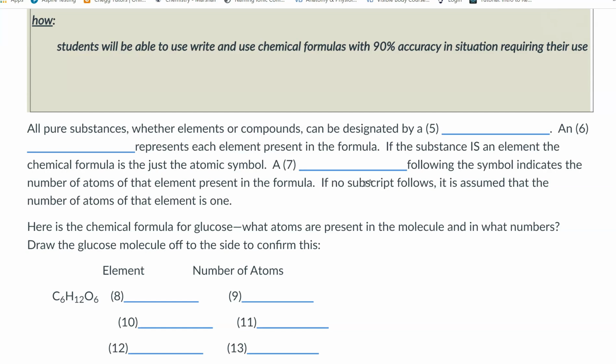So here's a chemical formula for glucose. What atoms are present in the molecule and in what numbers? Then we'll draw the glucose molecule afterwards to confirm this. I'm coming up on the end of my 15 minutes for this video, so I'm going to stop this video and we'll come back here when I start a new one.